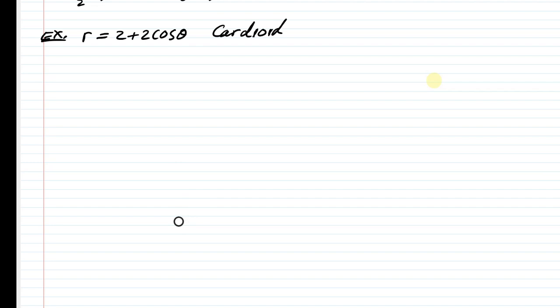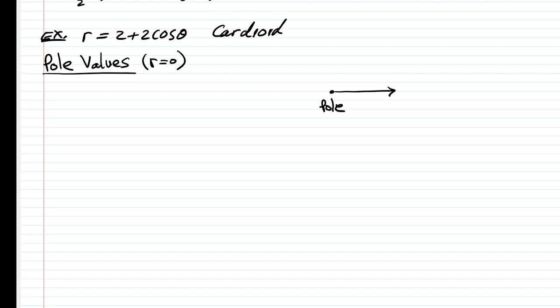Okay, now what are pole values? Pole values are values where the graph crosses, or reaches and touches, the pole. Remember, on the polar axis, this is where the pole is. So in other words, I want to know for what values of theta the graph is going to be at the pole. That's going to help me find my way to the pole. So I'm finding pole values, and remember, at pole values, r is 0, correct?